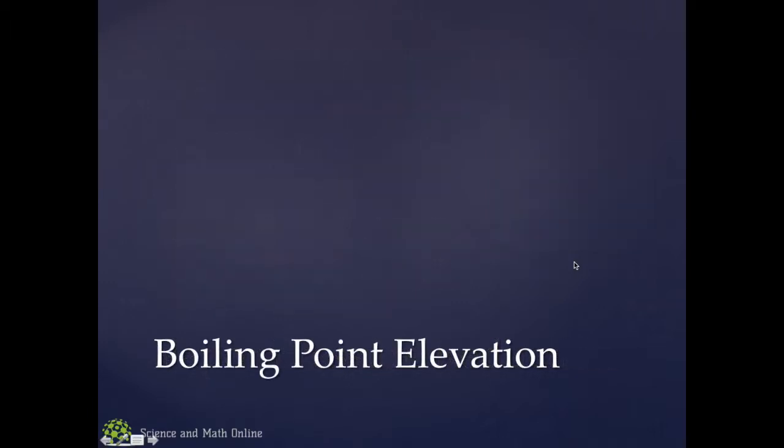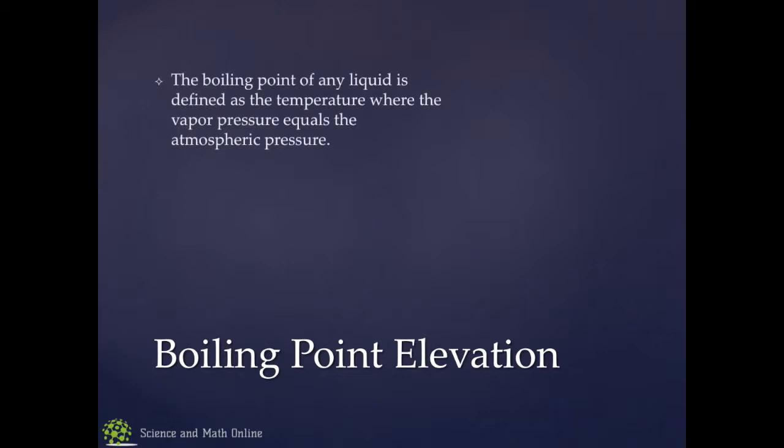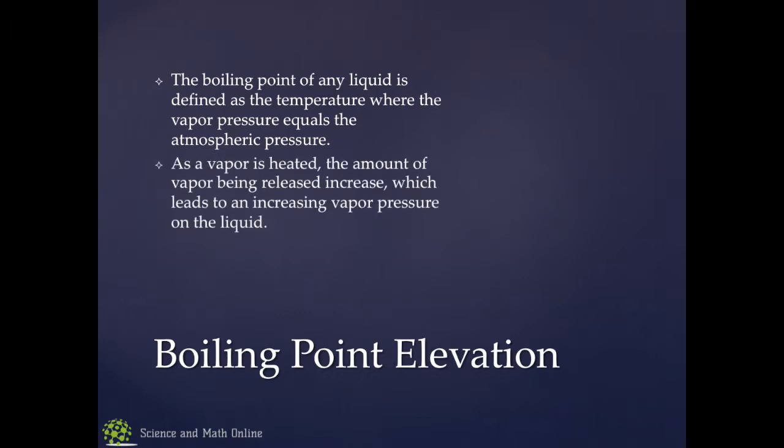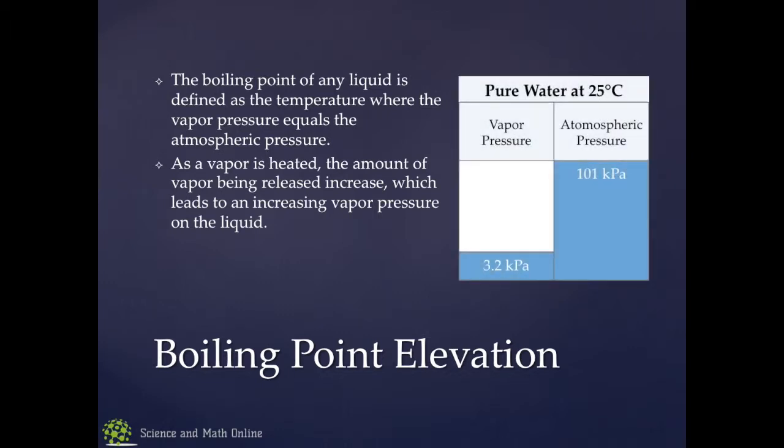All right, so boiling point elevation. As the name implies, when you dissolve something in water, its boiling point will go up. So we need to define what boiling point means. Boiling point is defined as the place where the vapor pressure and the atmospheric pressure are equal. What's going on here is as the vapor is heated, so you're heating your water in a pot, you'll notice as it's heating, you start off with room temperature water, and then as you heat it, you start making more vapor.